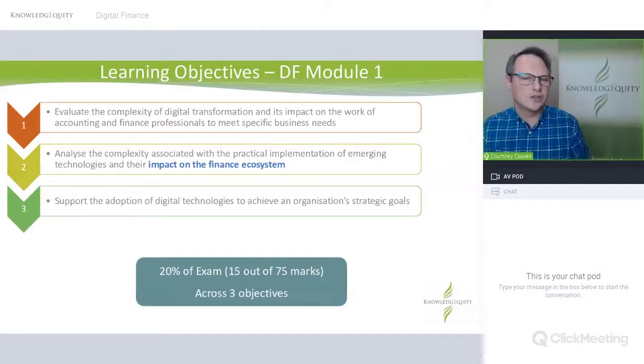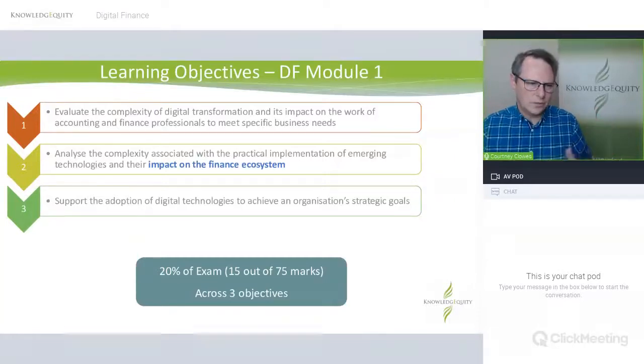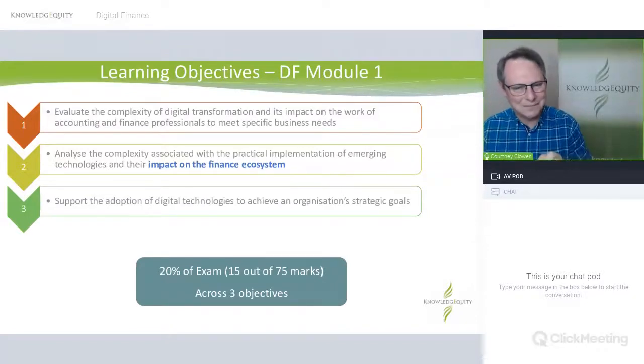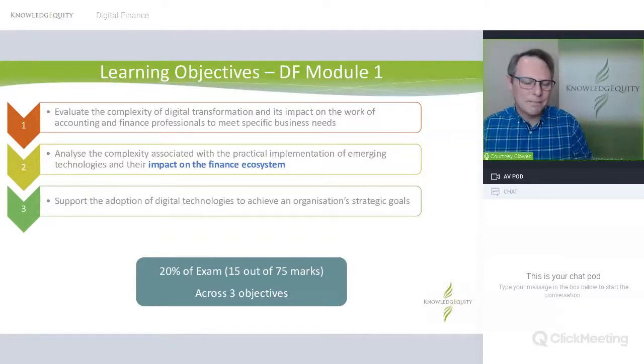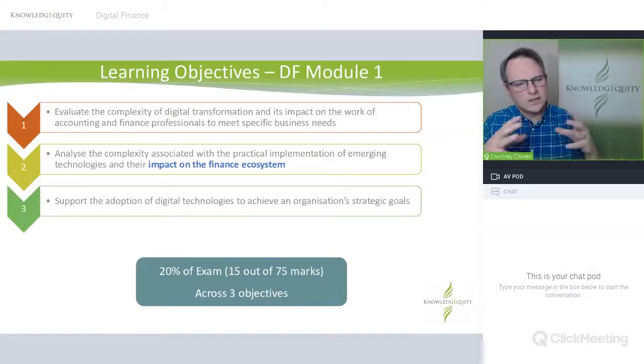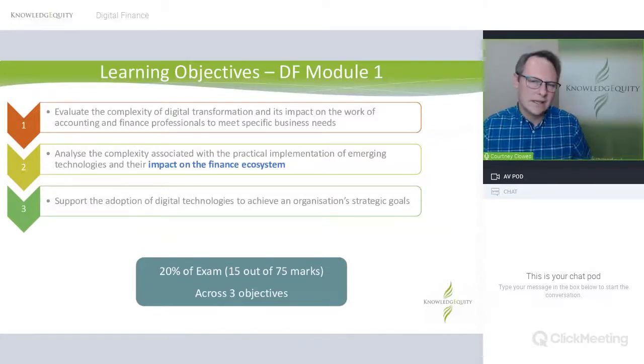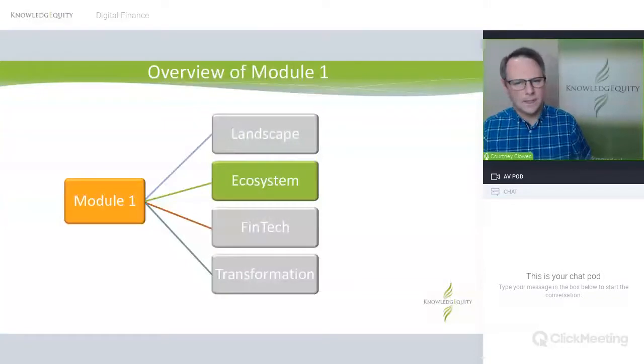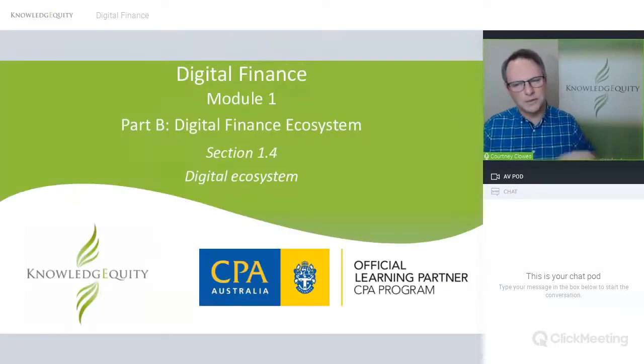So if you have that in your mind as you do Part B, you'll find things a bit easier. In each section, we look at the objectives, and you'll notice most obviously objective 2 here, analyze the complexity associated with practical implementation. And we're looking at the impact on the finance ecosystem. So we're going to look at the digital finance ecosystem and other sub-ecosystems as well in this section. In Part B, ecosystem, we've looked at the landscape, now the ecosystem. Part C, we'll dive into fintech, and Part D is more about project management and successful implementation.